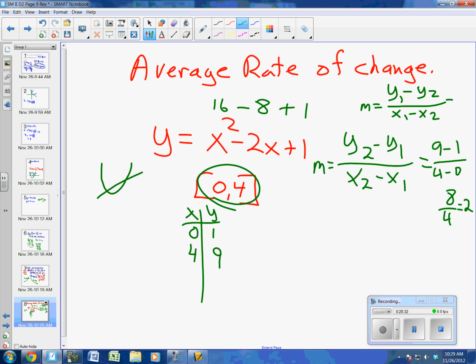Up here, if I did that, I would go 1 minus 9 and 0 minus 4, which 1 minus 9 is negative 8. 0 minus 4 is negative 4. And what's a negative 8 divided by negative 4? Positive 2, just like that. Okay, got it? So either way, you're going to get a positive 2. So the average rate of change is 2. How many of you think you can do that on the test? There's 3 problems like that on the test. Okay? 3 problems where you have to find average rate of change. Okay, I've got a question for you guys.